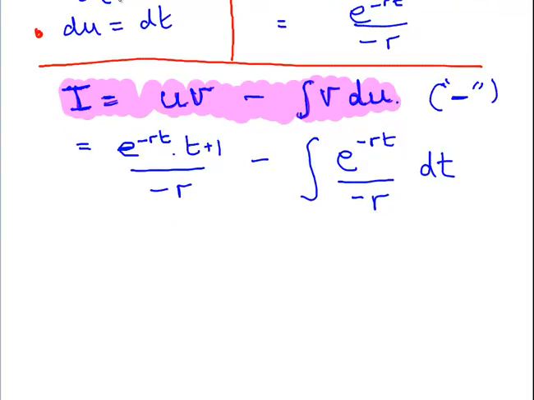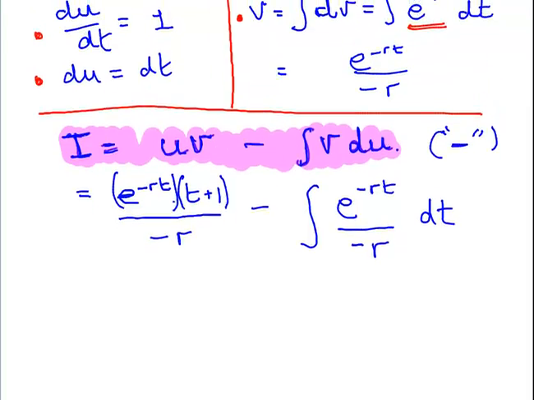So u is straightforward enough. It's t plus 1. That's u there. v is e to the minus rt over minus r, and that's in brackets there. Then minus the integral. So du is equal to dt, that was straightforward enough, and v is just as I have it up there, e to the minus rt over minus r.